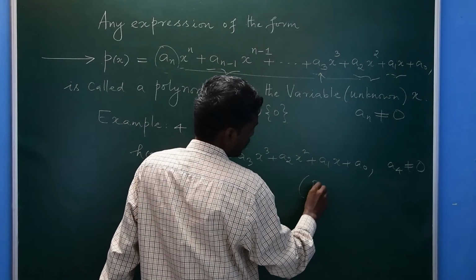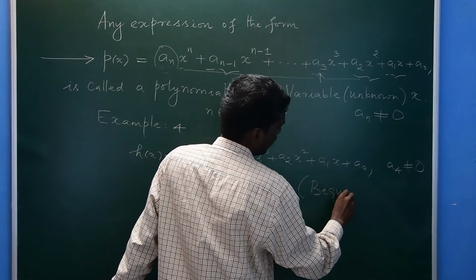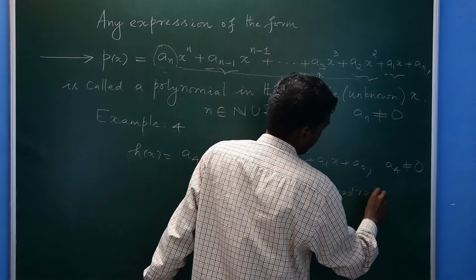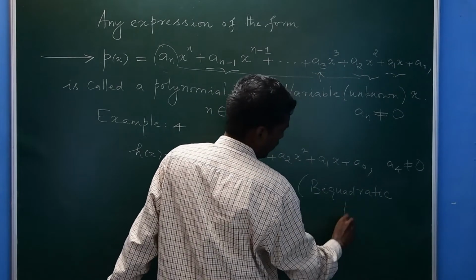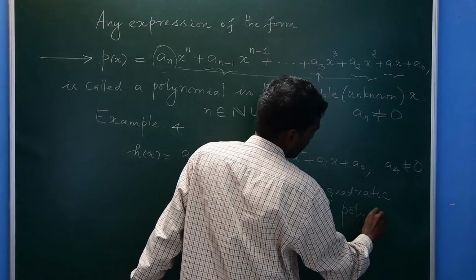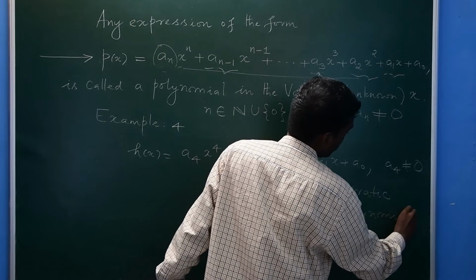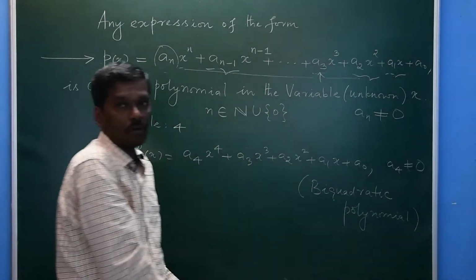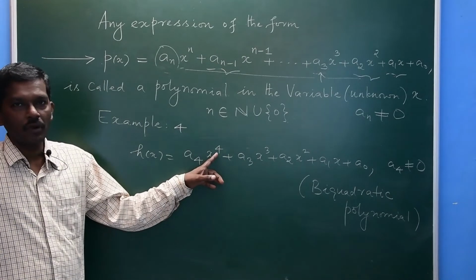So this is a biquadratic polynomial. Bi means 2, quadratic means 2. So 2 times 2 is 4. So degree 4, or fourth degree polynomial.